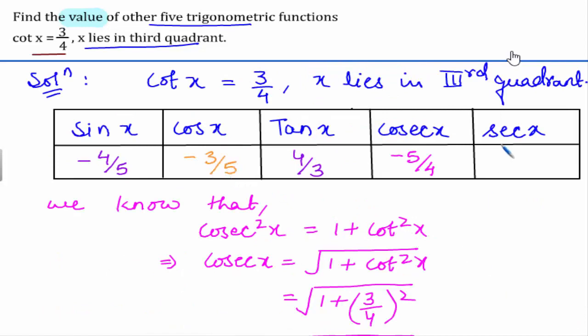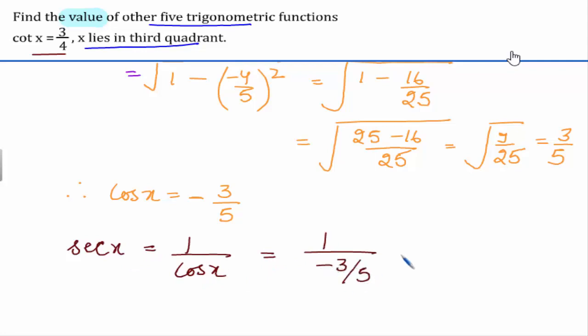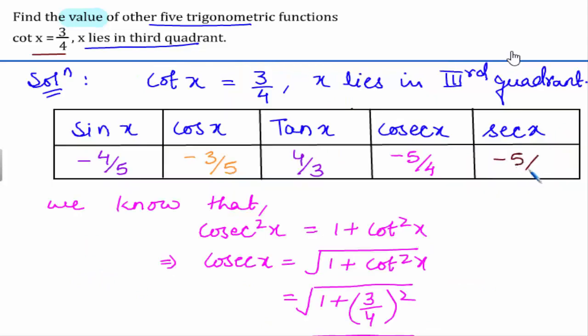Finally, we have to find sec x, and sec x is the reciprocal of cos x, that is 1 divided by minus 3 upon 5. So, this is equal to minus 5 upon 3. Therefore, the value of sec x is minus 5 upon 3. So, here we have minus 5 upon 3. So, thus we have found the value of other 5 trigonometric functions. This completes the solution.